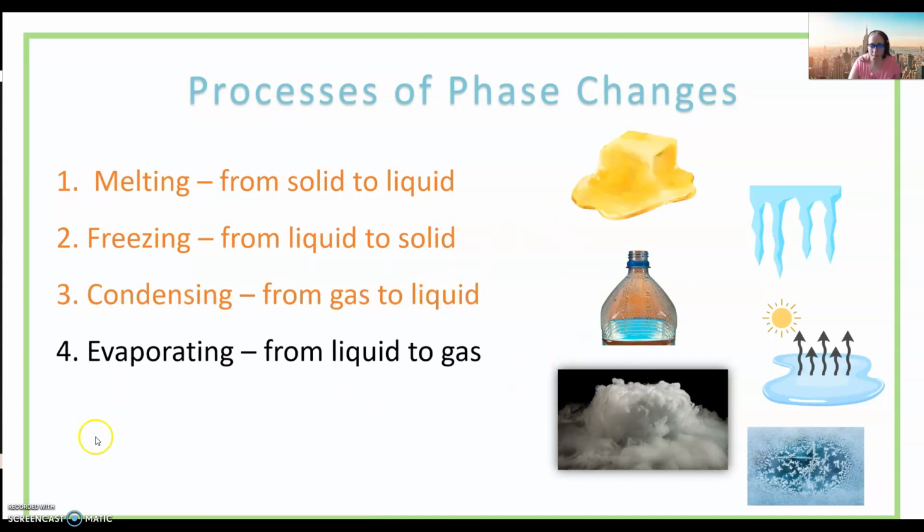Oops. All right, let me try that again. I think I goofed. First one is melting. We go from a solid to a liquid, so like ice. Freezing goes from a liquid to a solid, so when you're freezing ice.